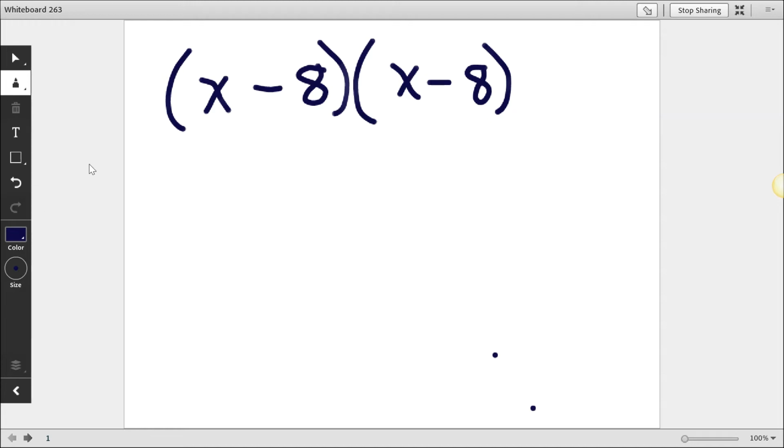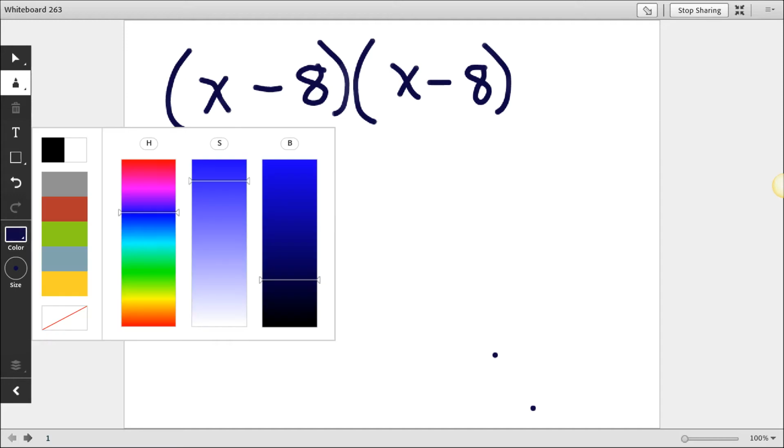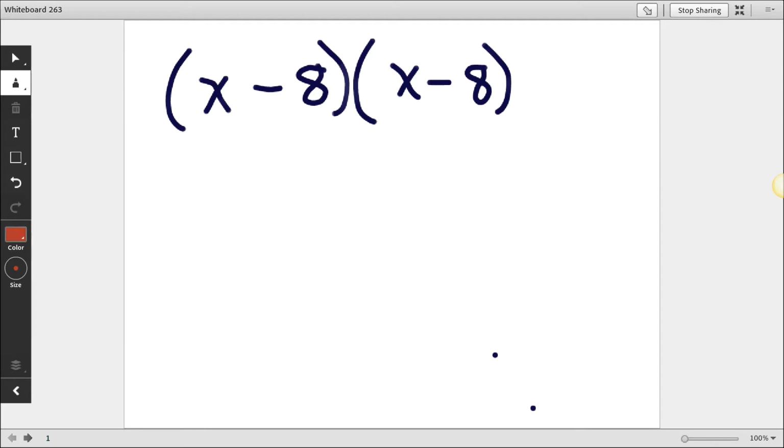I'm going to quickly show you how to multiply two binomials three different ways. So in case you don't like FOIL, I got two other ways that you can do it. So let's get started. Here are the binomials that we're going to multiply. We're going to look at FOIL first.